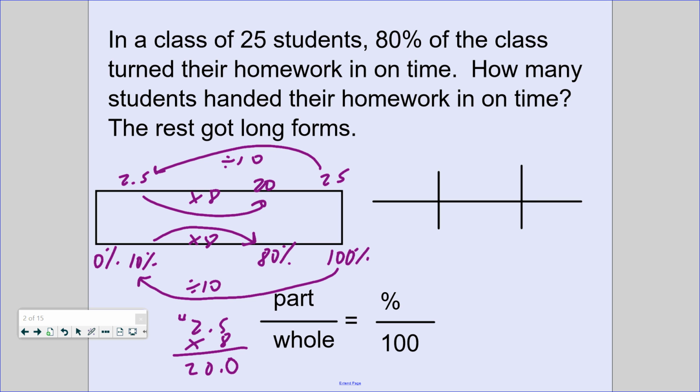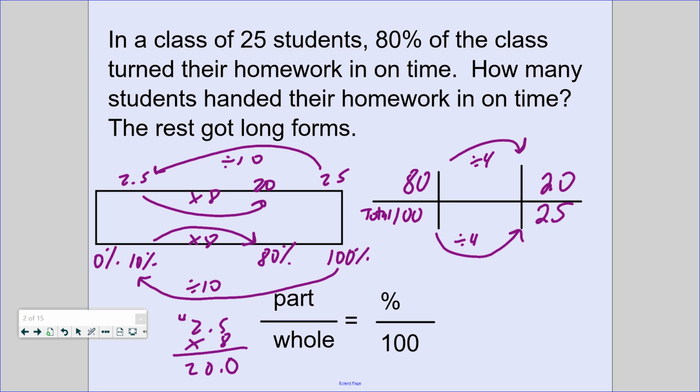Maybe you don't like using a percent bar. Maybe you prefer using a ratio table. So again, I always tell kids to write total right here. How would you write 80% as a fraction? 80 out of 100. So the total is 100%. What is the total number of students in the class? 25. Do you see a relationship between 100 and 25? Divide by 4. 80 divided by 4 is 20. Hey, that was pretty fast.